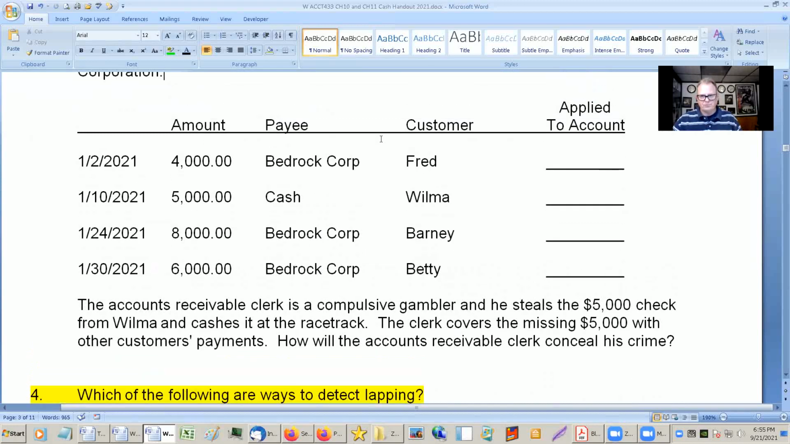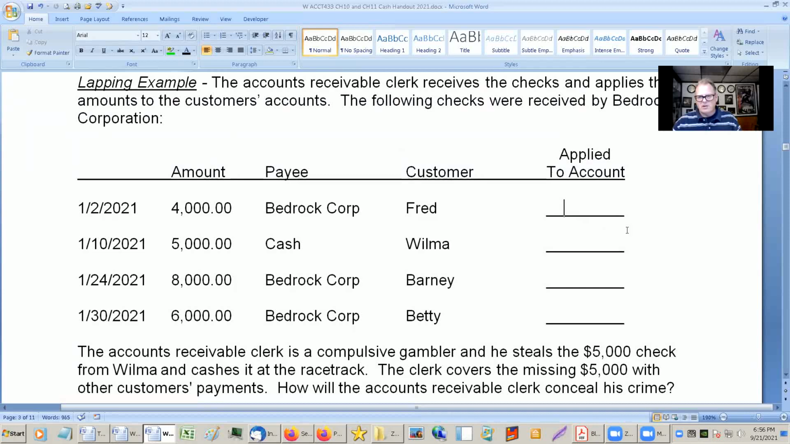So here we have, oh wait, let's read this. These are the amounts again. The accounts receivable clerk is a compulsive gambler. He steals the $5,000 check from Wilma and cashes it at the racetrack. The clerk covers the missing 5,000 with our customer's payment. How will the accounts receivable clerk conceal this crime?